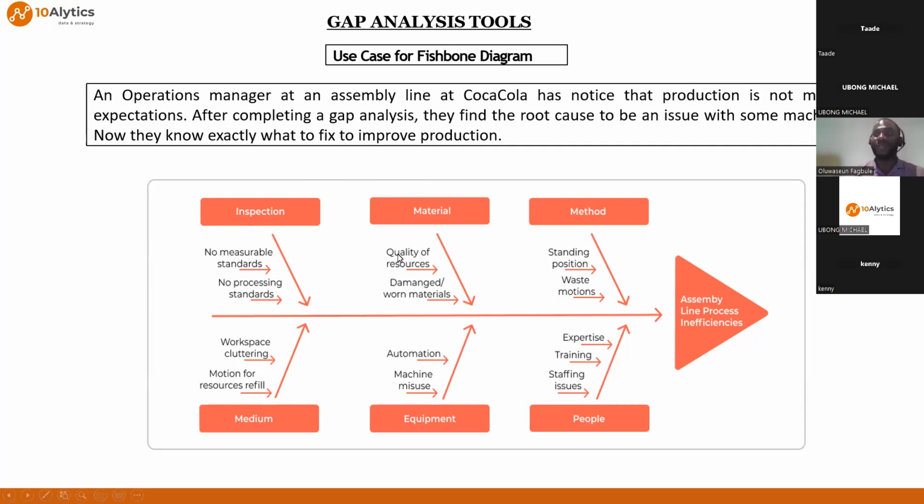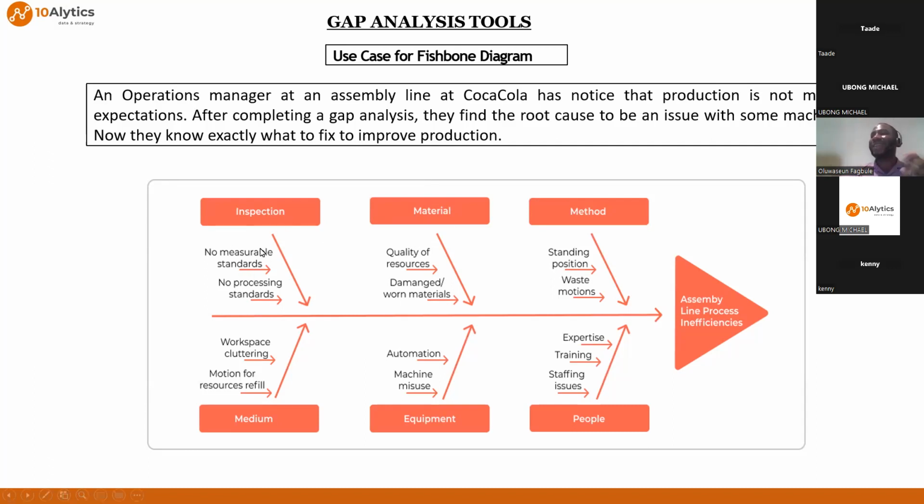This is you assessing the raw material, right? And that is what the Fishbone Diagram does for you. It directs you to those categories, those points to look at. So inspection: you want to check, are there measurable standards in place? Most companies would have standards. You say, okay, if this particular raw material does not meet this standard, we will not accept it.